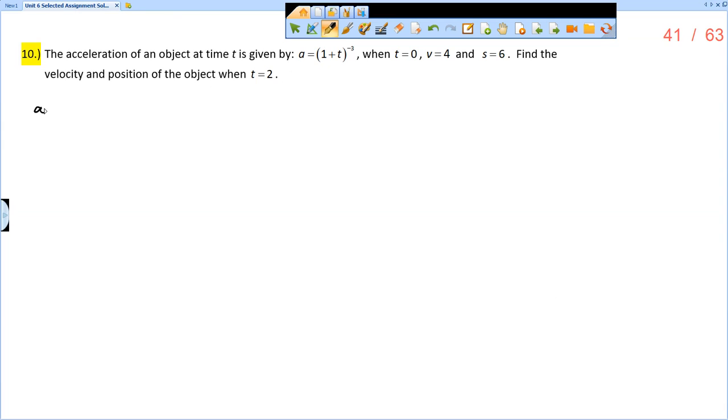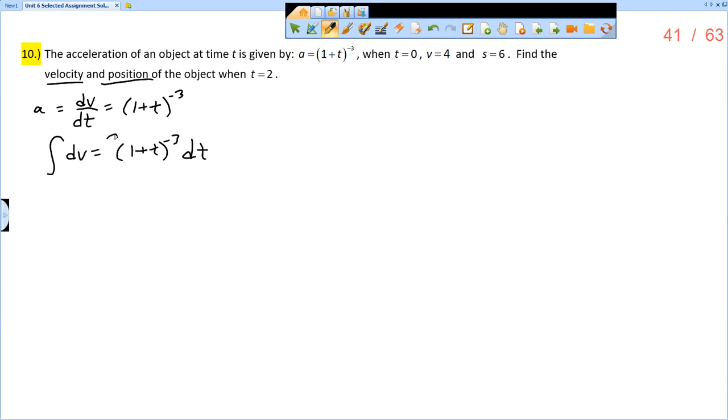So first step. We're given a, but we recognize that a is really the derivative of velocity, so dv/dt is (1 plus t) to the negative third. If I want to solve this differential equation, or find the velocity and position, I'm going to have to separate the variables. I separate the variables by multiplying by dt, so I have dv equals (1 plus t) to the negative third dt.